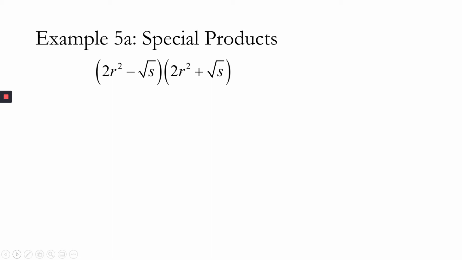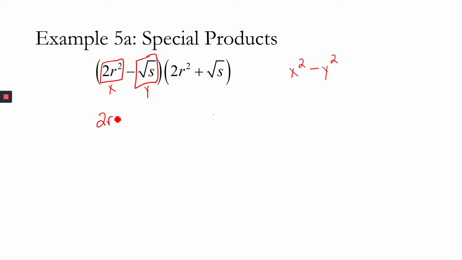So this one, when I look at it, I notice that it's the same math stuff in both sets of parentheses. One's a plus, and one's a minus. So that's going to be the first formula that I see on my chart, which just tells me to take x squared minus y squared. So this chunk is the x, and this chunk is the y if we're using our formula.